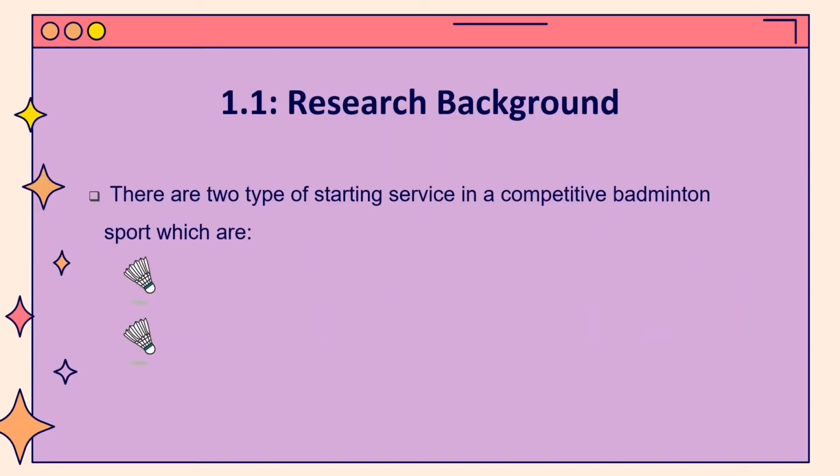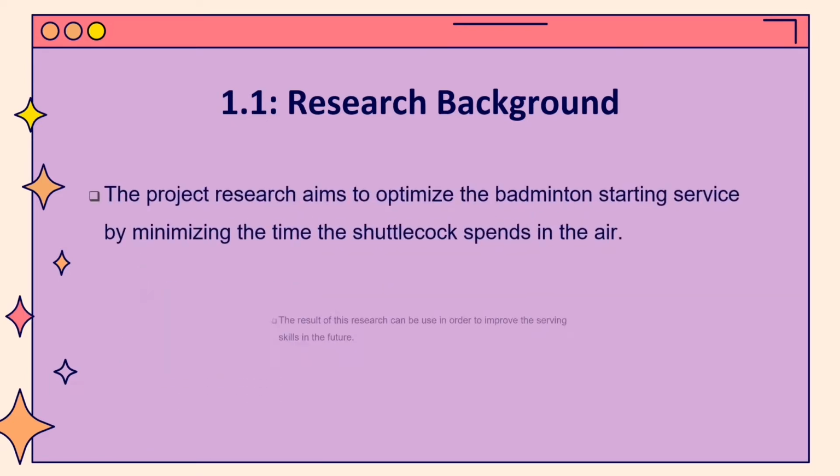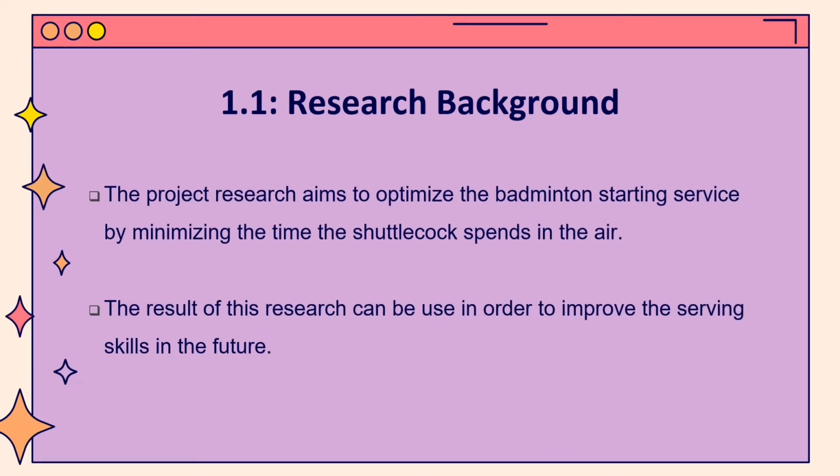Introduction. There are two types of starting service in a competitive badminton sport, which are forehand long service and short service. The project research aimed to optimize the badminton starting service by minimizing the time the shuttlecock spends in the air. The result of this research can be used in order to improve the serving skill in the future.